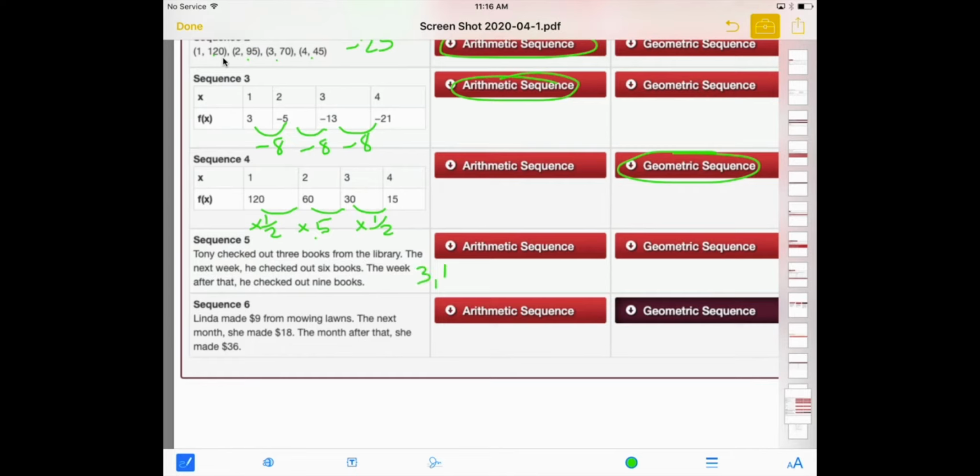So if I write out the sequence 3, then 6, then 9, you'll notice obviously there's a pattern of just adding by 3, so that will be arithmetic. And finally, Linda made $9, and then she made 18, and then she made 36. The pattern here is definitely multiplying by 2, so this will be a geometric sequence.